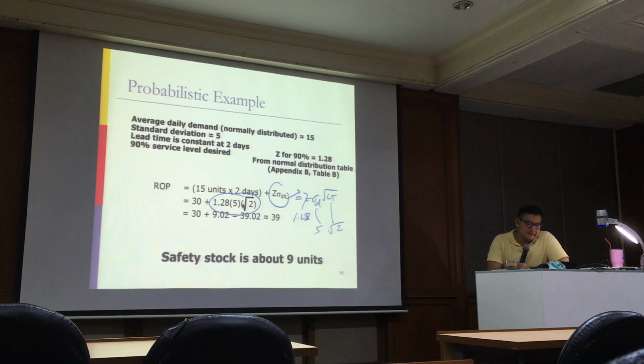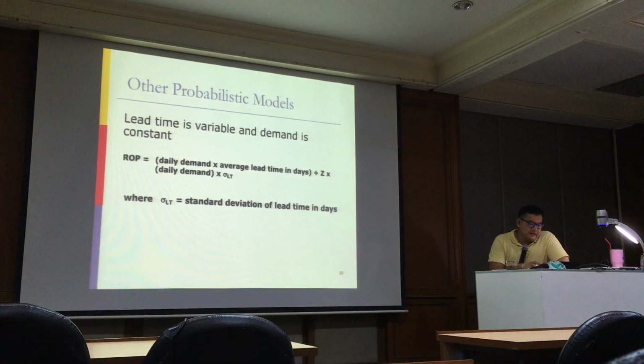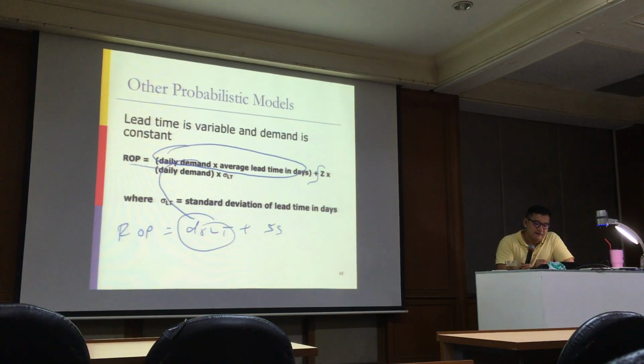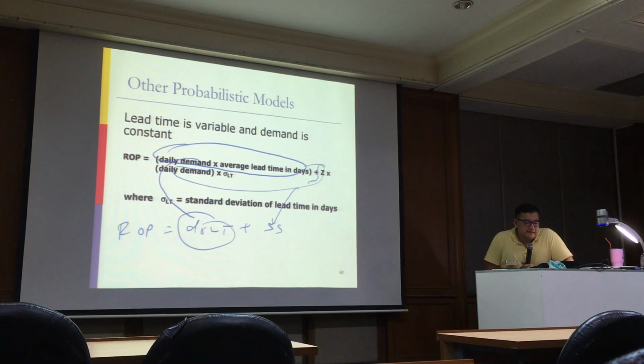How about another case? Let's say that the lead time is varying, but demand is constant. Again, the reorder point is going to be demand multiplied with lead time plus safety stock. For expected demand, you're using daily demand multiplied with lead time. And the second term is safety stock. You can see that for the safety stock we're using Z multiplied with daily demand multiplied with the standard deviation of lead time.